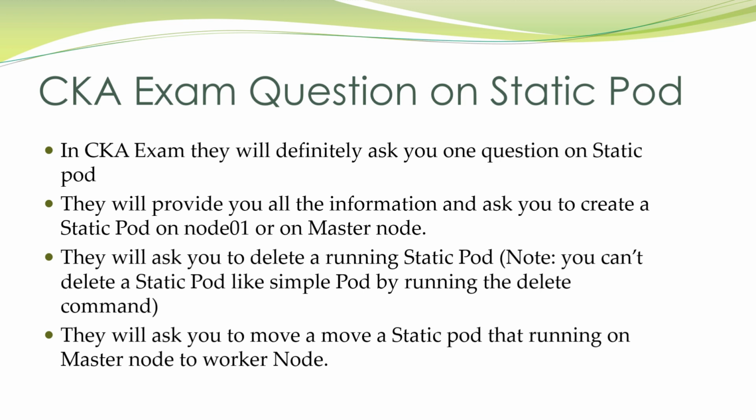Suppose you want to create a static pod with the name ABC. It will be something like ABC-node01 if you are creating the static pod on node01. Similarly, if you are creating a static pod on the master node or control plane, it will be ABC-control-plane, the master node name. In this way you can identify the static pod as well. I will show you these things when we do the hands-on to create the static pod.